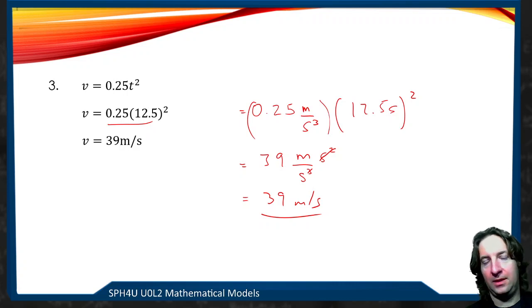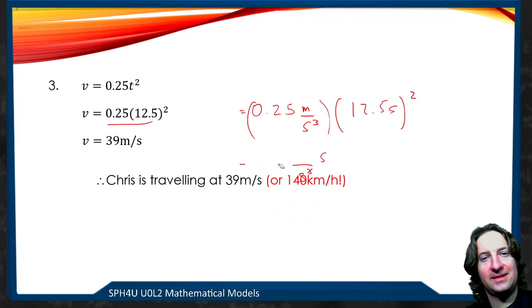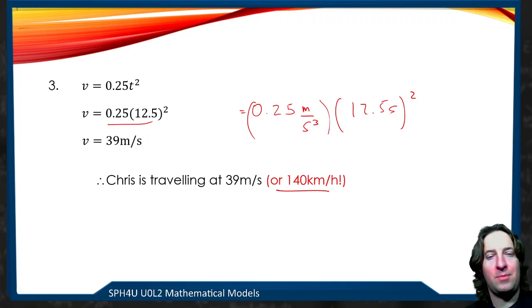Okay. So, oh, sorry, here. What's this? Chris is traveling at 140 kilometers per hour. How did I calculate that, by the way? I'm just going to erase this for now. How did I get 140 from 39? Do you guys know the trick? All you have to do is memorize the number 3.6.